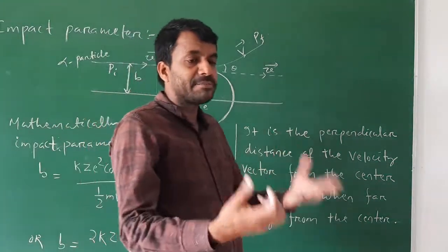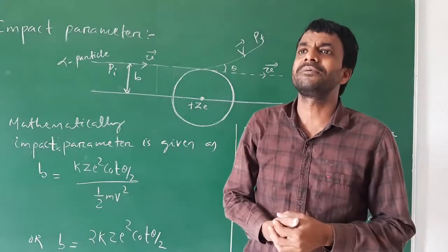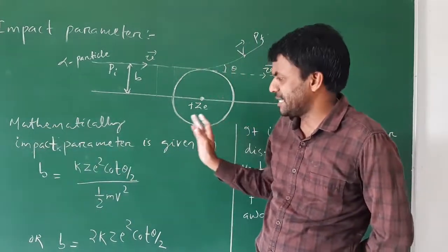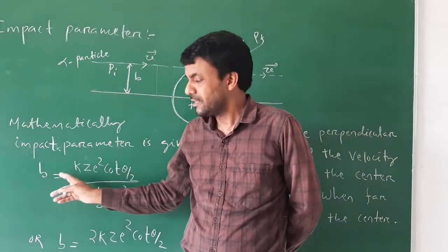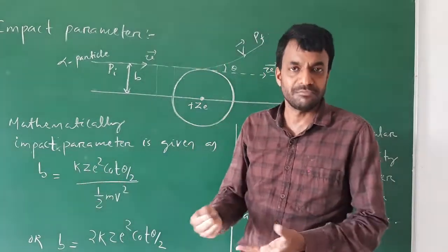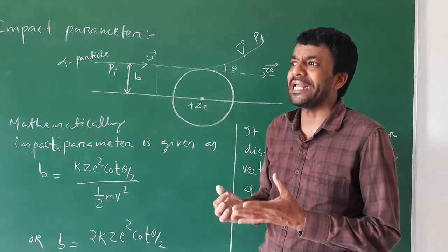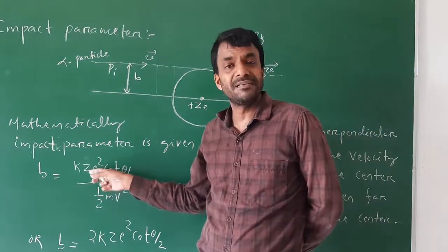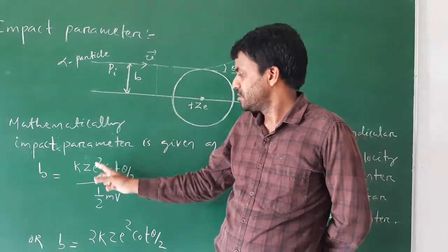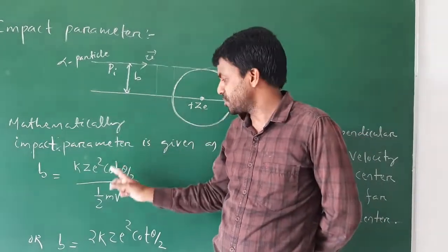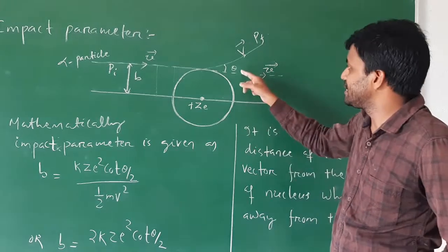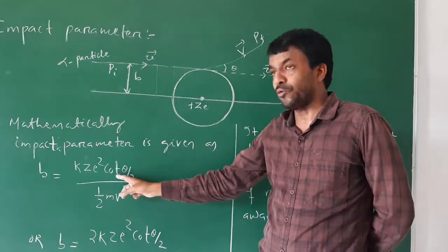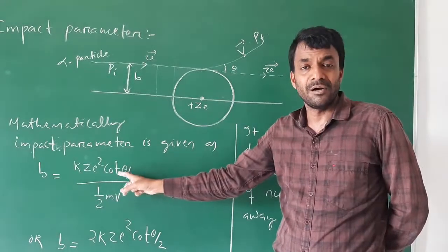Now what is the mathematical expression for the impact parameter? The impact parameter is given as b is equal to k, Coulomb's constant, whose value is 9 into 10 to the 9 Newton meter square per Coulomb square, times Z, the atomic number, times e, the charge of the electron, times cot theta by 2, where theta is the scattering angle. It is the cotangent of theta by 2.